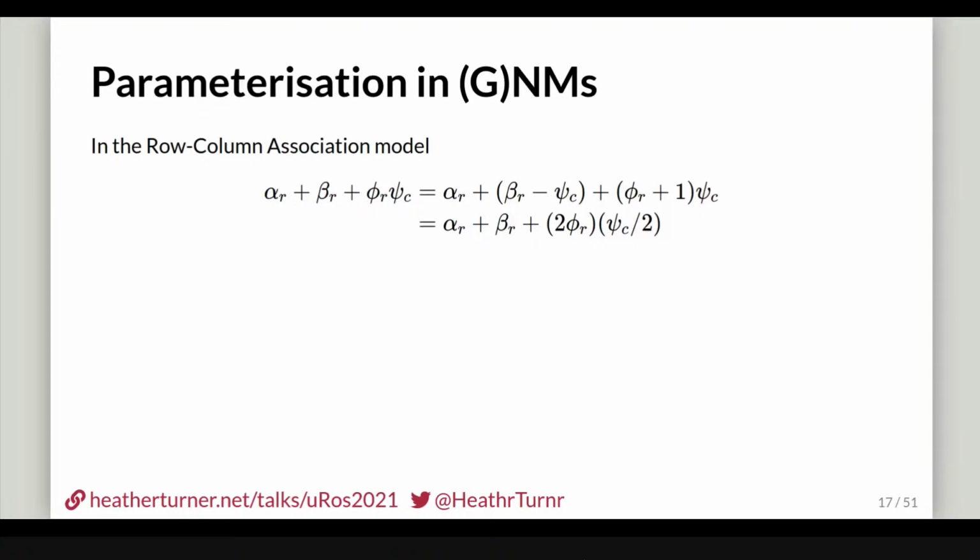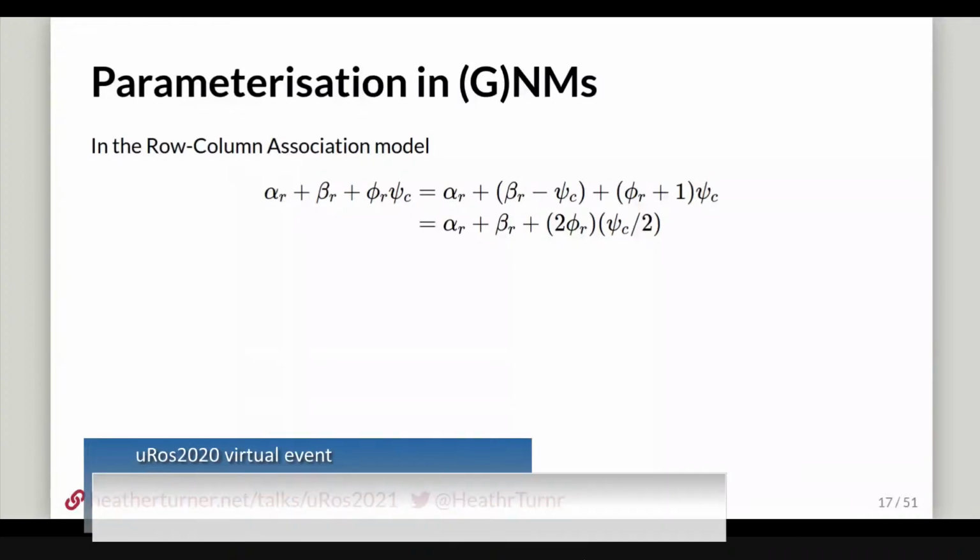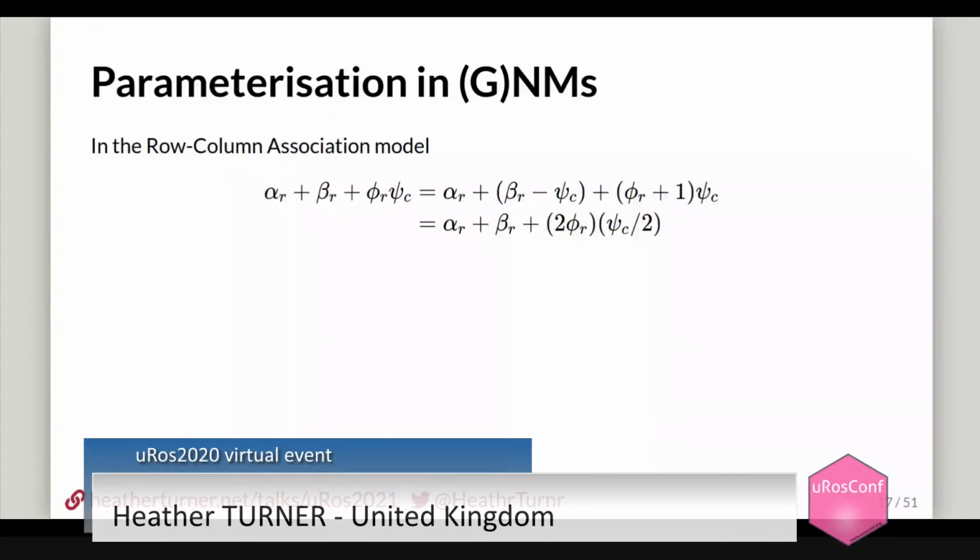In GNMs, it's a bit more complicated. For example, if we look again at this row-column association model with the multiplicative interaction, if we add a value, say 1, to the row multipliers in the multiplicative term, we can compensate for that in the row main effect by subtracting phi c there. Alternatively, we can multiply the row multipliers by 2, and compensate for that by dividing the column multipliers by 2 and getting exactly the same model. So in this case, we need to constrain both the location and the scale to get identifiability.